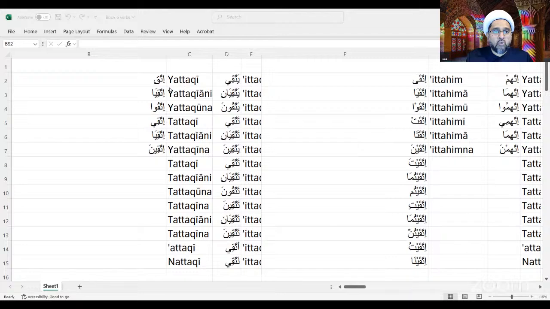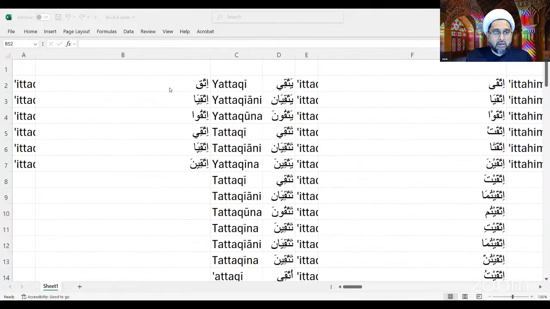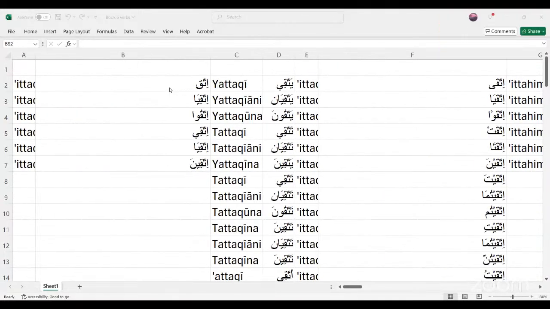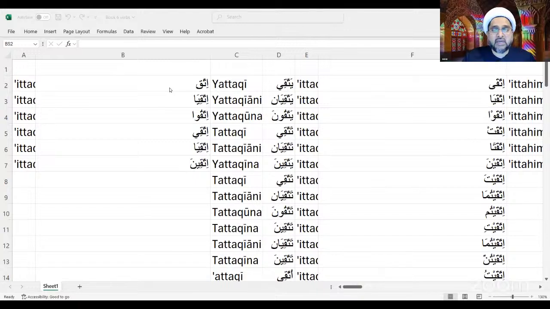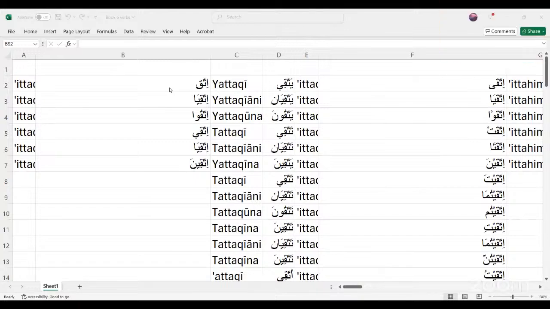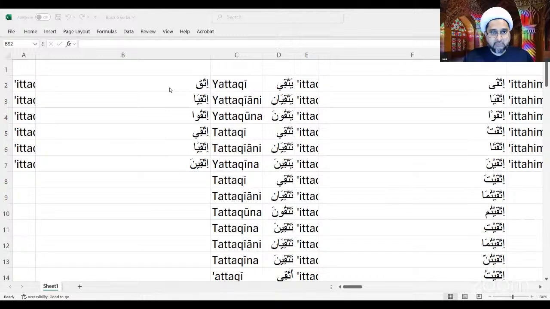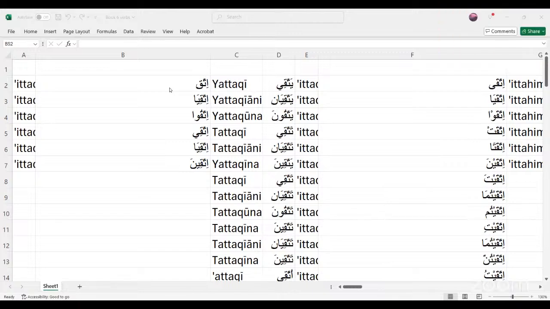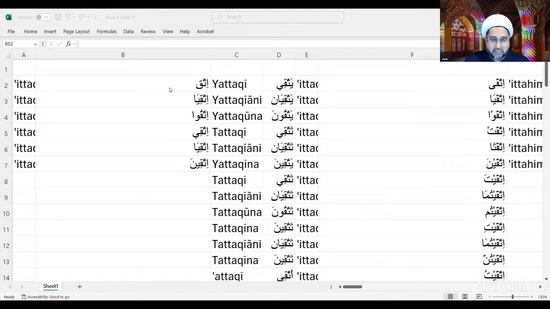So the command will be what? Bismillah. Can you read them? Okay. Bismillah. Ittaqi, with a kasra. Ittaqiya, ittaqu. Correct. Ittaqi. Correct. Ittaqiya. Ittaqina. Ahsanti. Is that clear now?